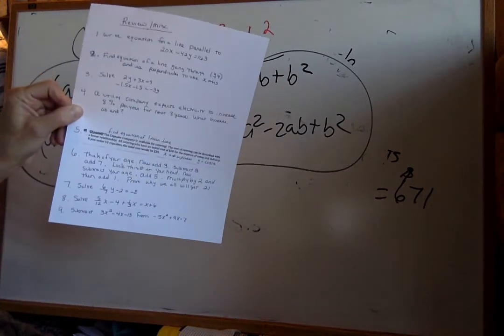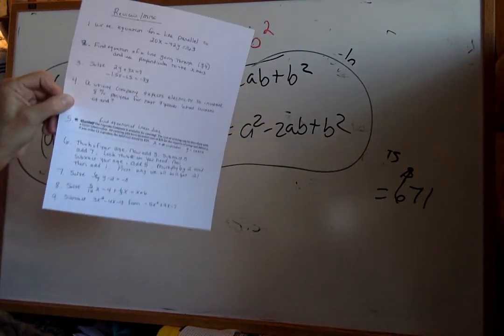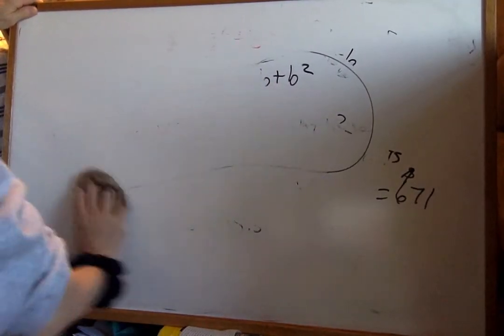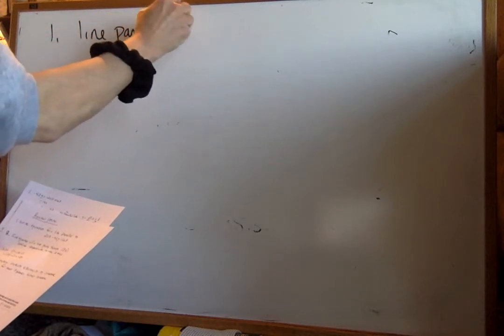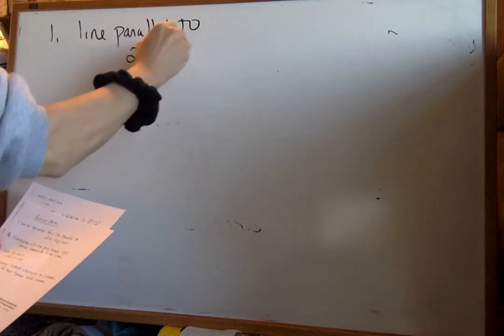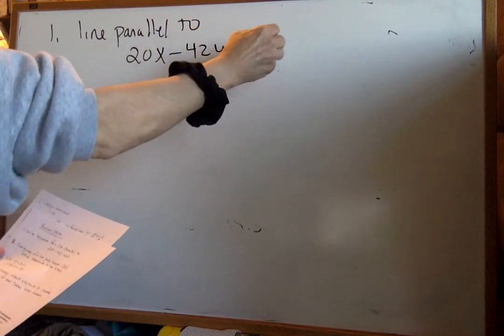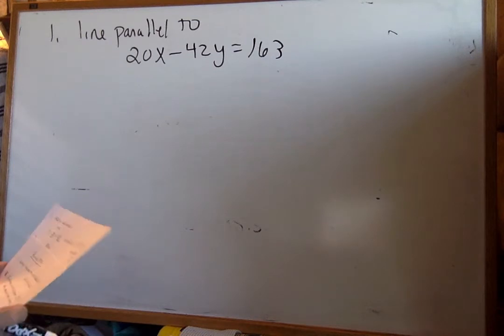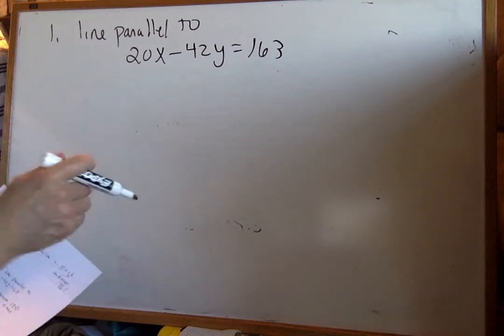Again, you can pause the video and try these 9 problems, then come back. Some of them are similar to the miscellaneous problems we did on the last video. All right, write an equation for a line parallel to. So remember what we talked about. You have no idea what the slope is until you get it in slope-intercept form.